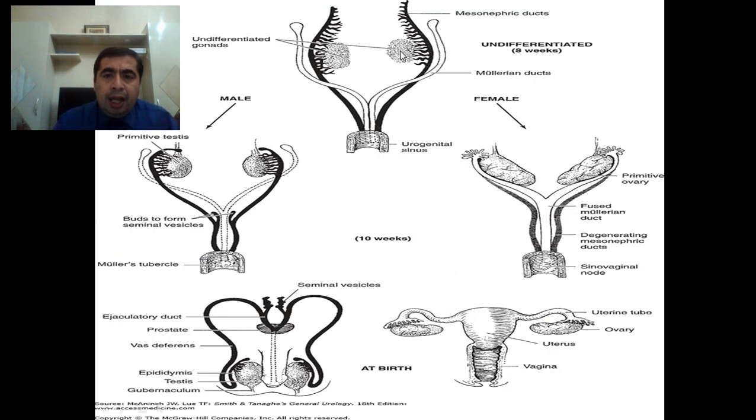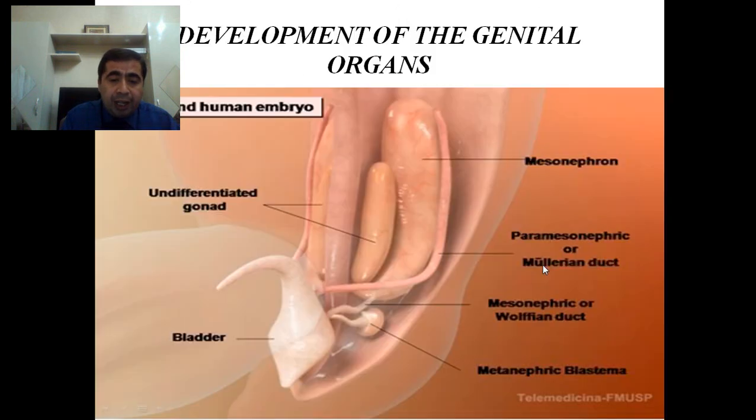And again, the mesonephric duct and undifferentiated gonads: it develops in the way of the testis, forming the lobules of the testis, convoluted tubules, and straight tubules of the testis. But in female, it develops in a different way. It forms the ovaries from the primary gonads, and from the paramesonephric or Mullerian duct develop the uterine tubes, uterus, and the vagina.